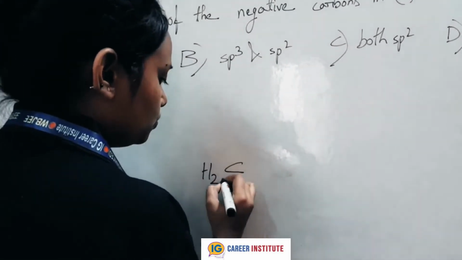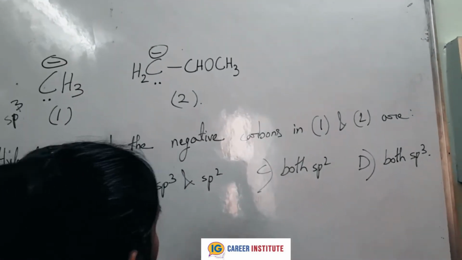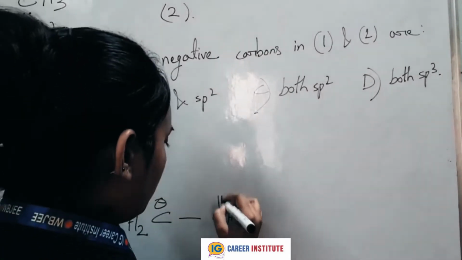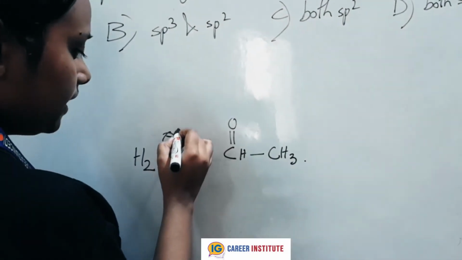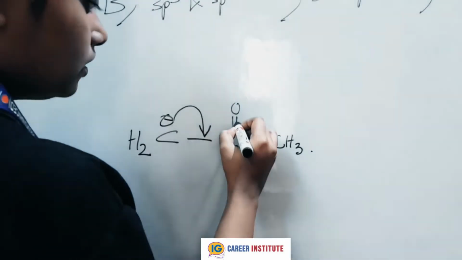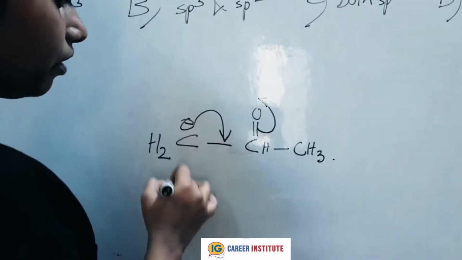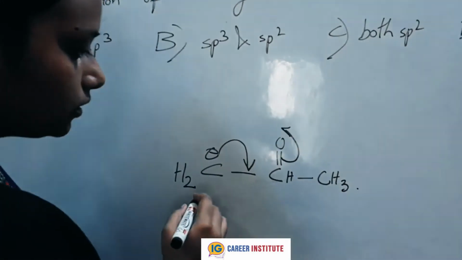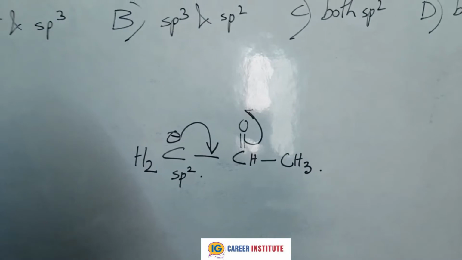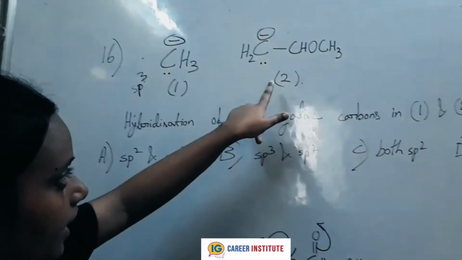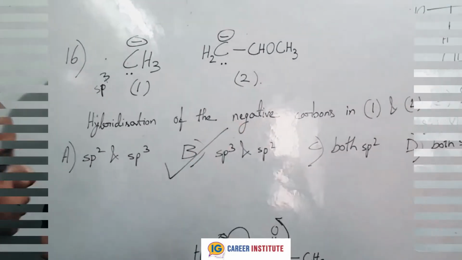See, CH2 minus, CH, C double bond O, H, CH3. This is the compound given. If this negative charge is involved in resonance, then this negative charge must reside in the vacant p orbital, otherwise this resonance is not possible. So under such a situation, this carbon must be sp2 hybridized. So basically 1 is sp3 and 2 is sp2. So this is option B. Option B is our correct option.